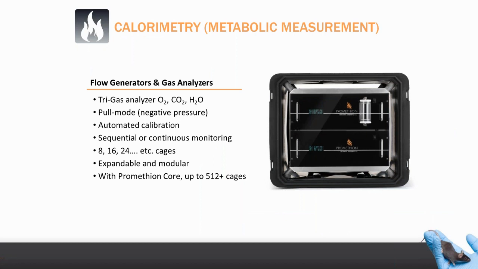Now let's move on to metabolic measurement just briefly. This is our gas analyzer system. It looks very different from anything else out there because we designed and made it specifically for very high resolution metabolic measurement. You can have up to 500 odd cages within a single system using these analyzers.